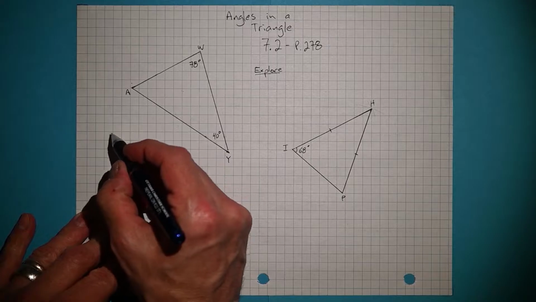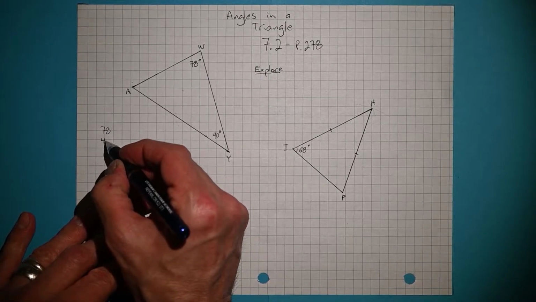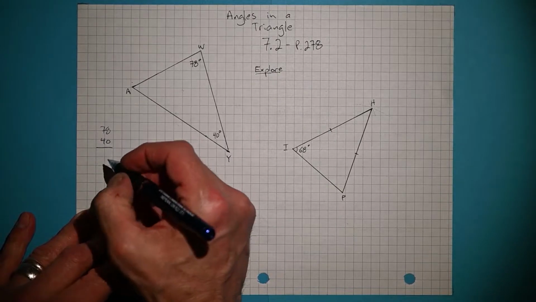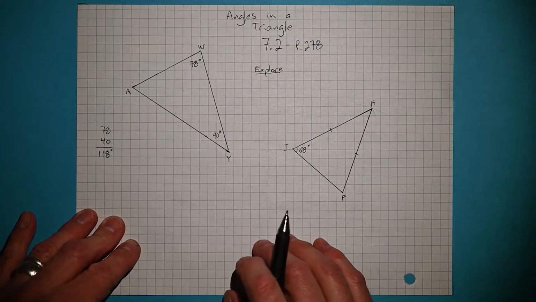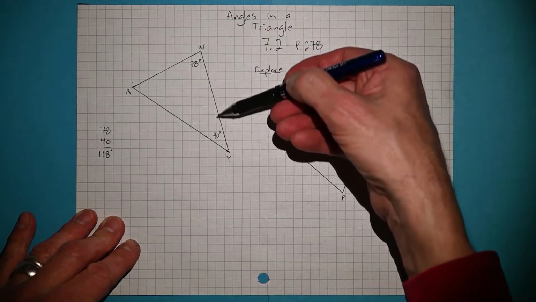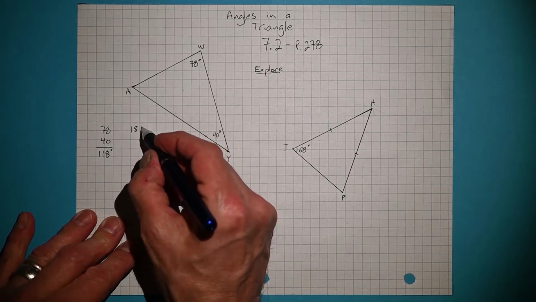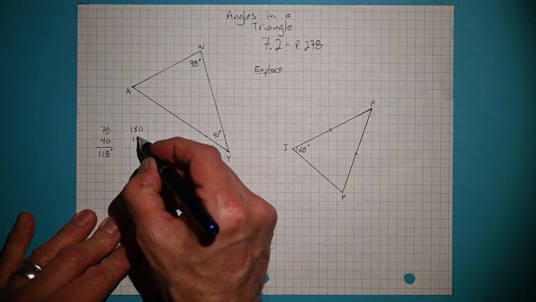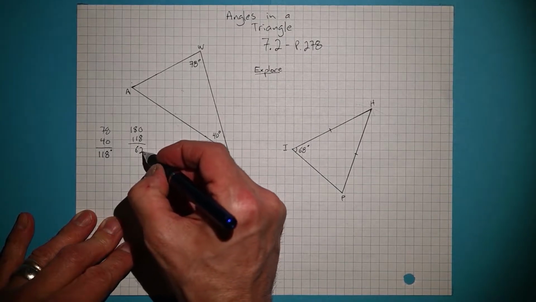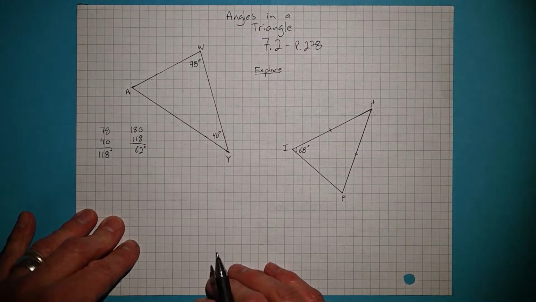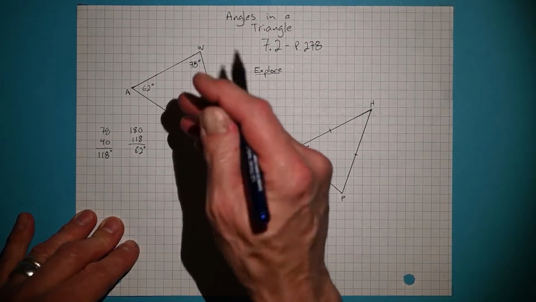So let's take our 78 degrees and our 40 degrees. We'll add those up and that'll give us 118 degrees. That's the combined total of these two, and then we'll subtract that from 180, which is what all of the angles in a triangle should add up to, and that will leave us with 62 degrees. And so now we know that this angle is 62 degrees.